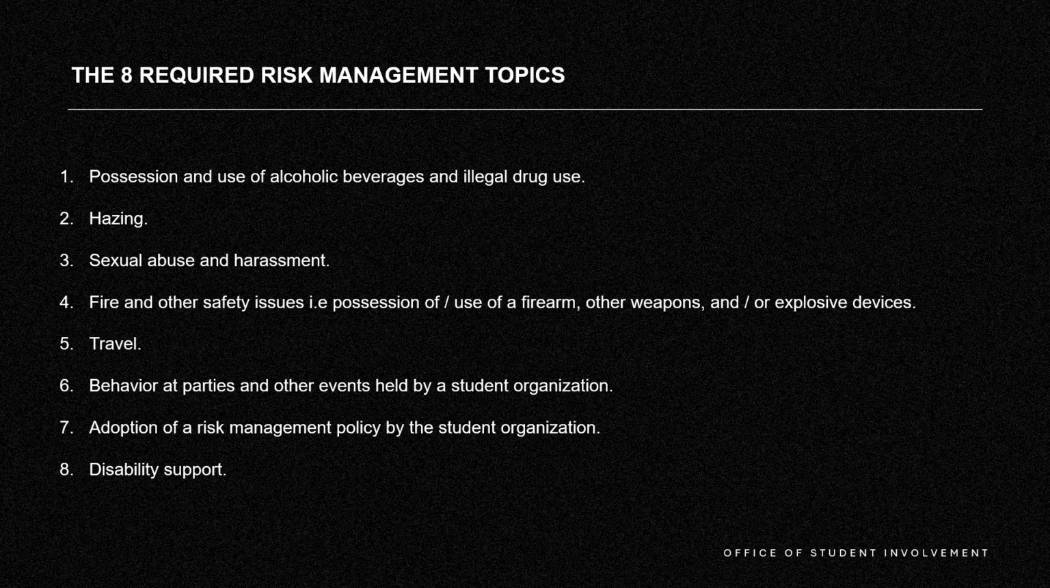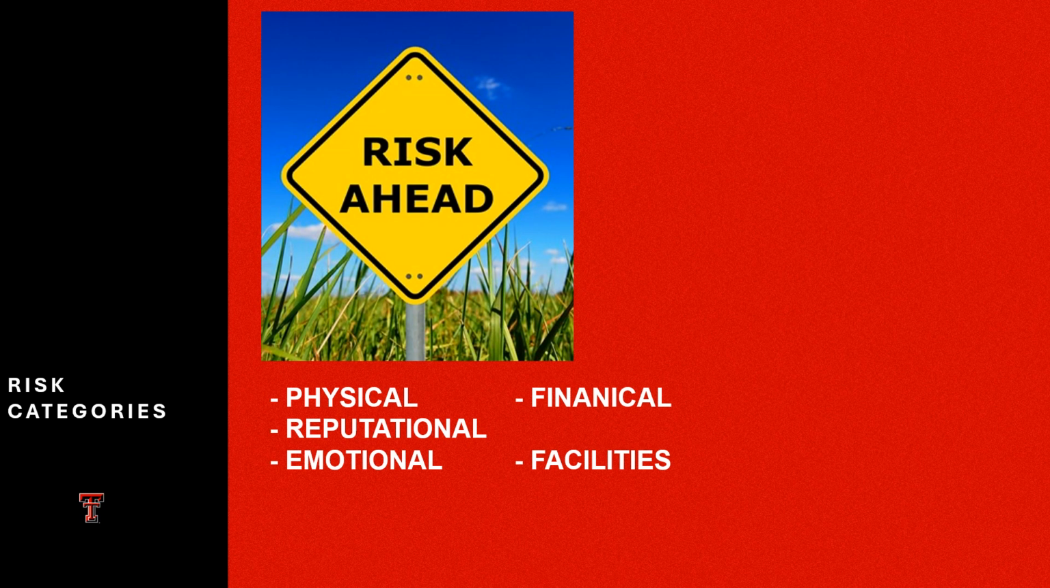Topic 1, possession and use of alcoholic beverages and illegal drug use. Topic 2 is hazing. Topic 3 is sexual abuse and harassment. Topic 4, fire safety and other safety issues, i.e., possession of or use of a firearm, other weapons, and/or explosive devices. Travel, behavior at parties and other events held by student organizations, adoption of a risk management policy by a student organization, and disability support.